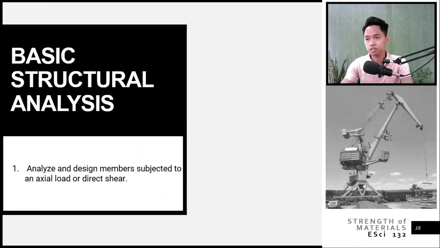In this video we are going to talk about basic structural analysis. We are going to analyze and design members subjected to axial load or direct shear, designing the structure to resist the applied loads. It can be an axial load or a shear load, depending.